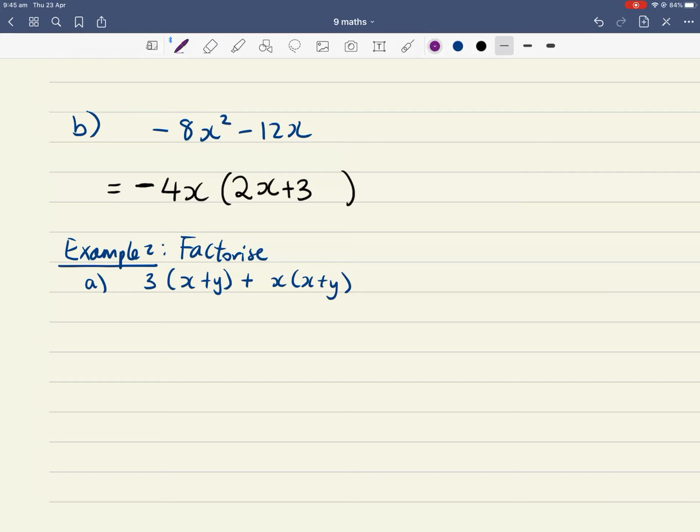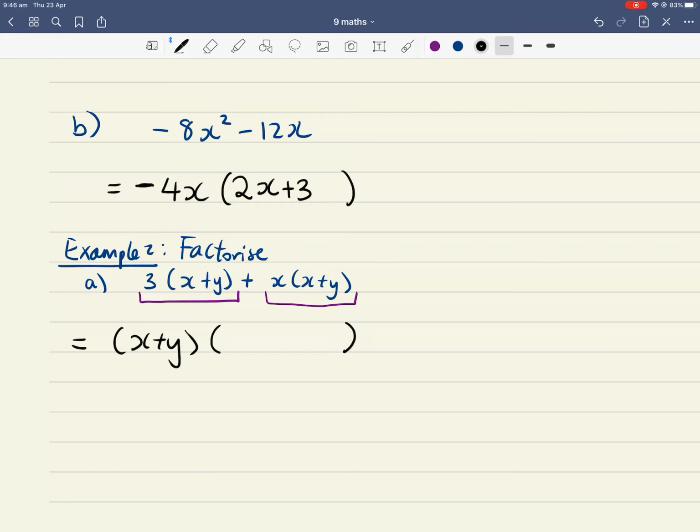So step 1, identify the different terms, or how many terms you have in your expression right now. So this 3 brackets x plus y is our first term, and then we have the second term, x bracket x plus y. Between the two terms, look at what is the biggest thing that's in common between them. Well, the two terms have bracket x plus y in common. So our common factor is bracket x plus y. After we pull out the highest common factor, we write bracket bracket.